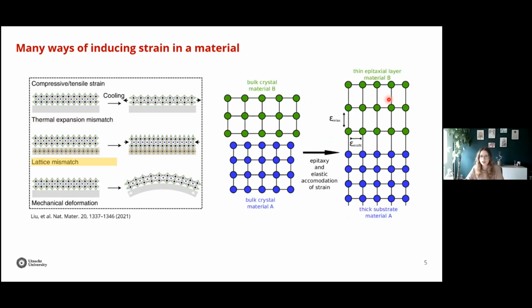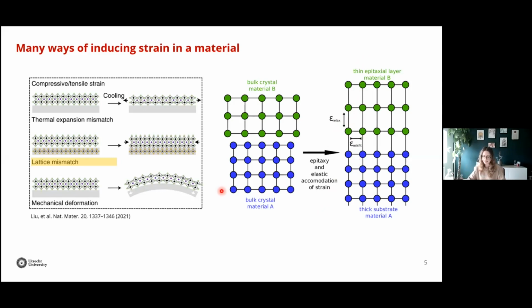Another way of having strain in the material is by playing with lattice mismatch of materials. That means that if you have two materials, let's say A and B, and they have the same lattice parameter, they do not have to accommodate strain because they perfectly align one on top of the other. But if you have materials with different lattice parameters, then you have to accommodate this strain. And that means that you will have a buildup of strain in your material at the interface between them.